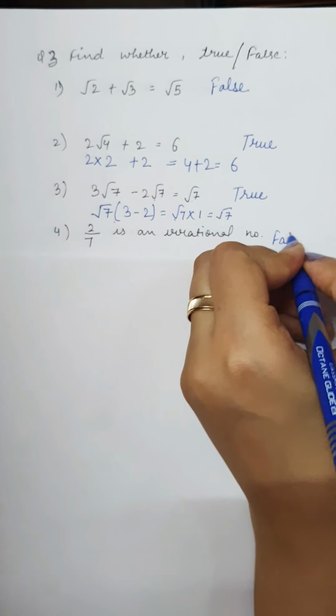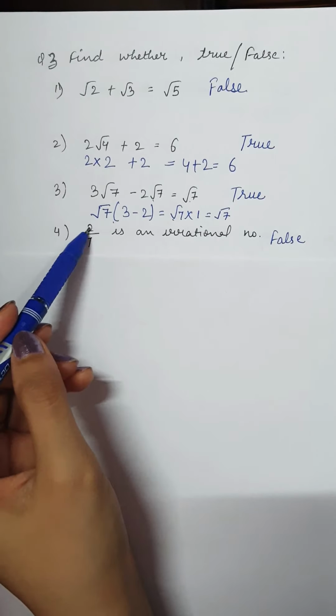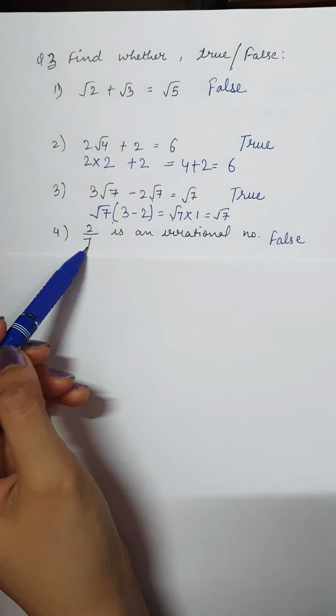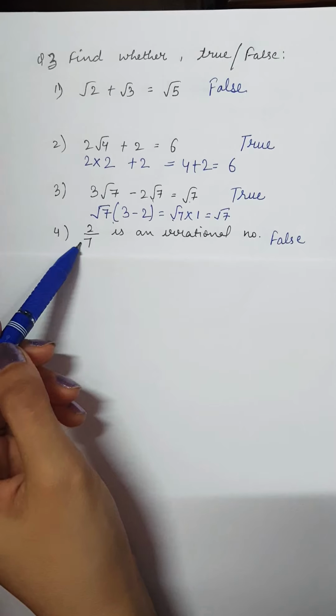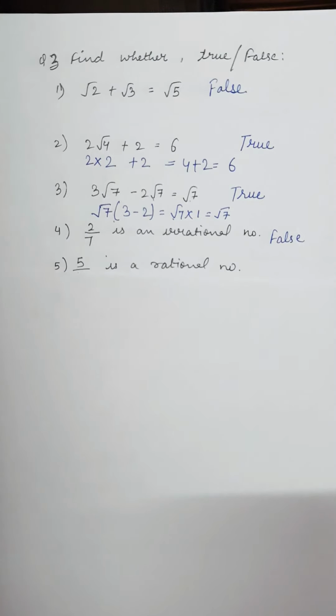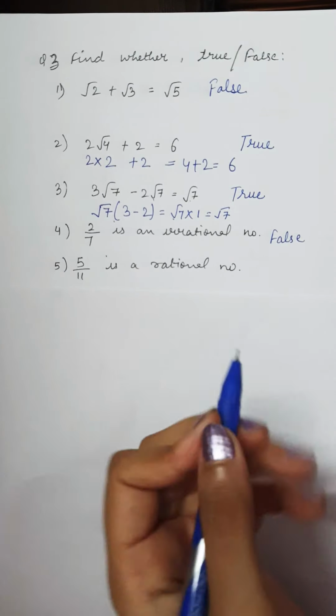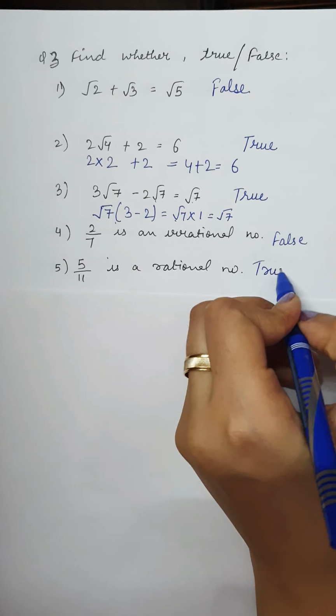2 by 7 is an irrational number. False. Straight away it is a rational number. First of all, fractional form, non-zero denominator, and both the numerator and denominator are co-prime. Next, 5 by 11 is a rational number. True.